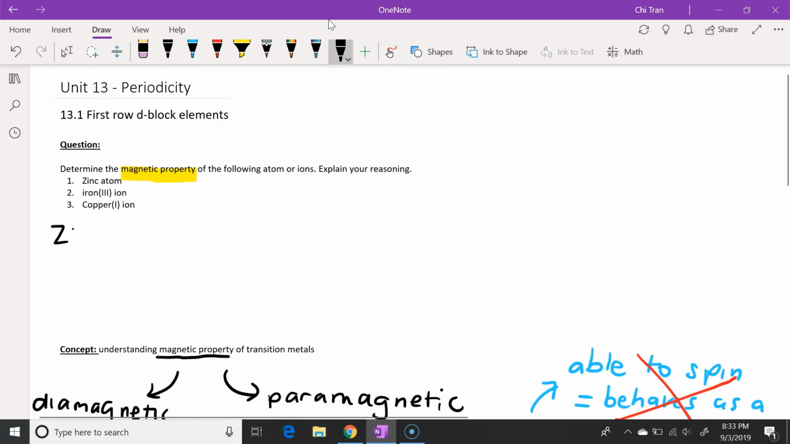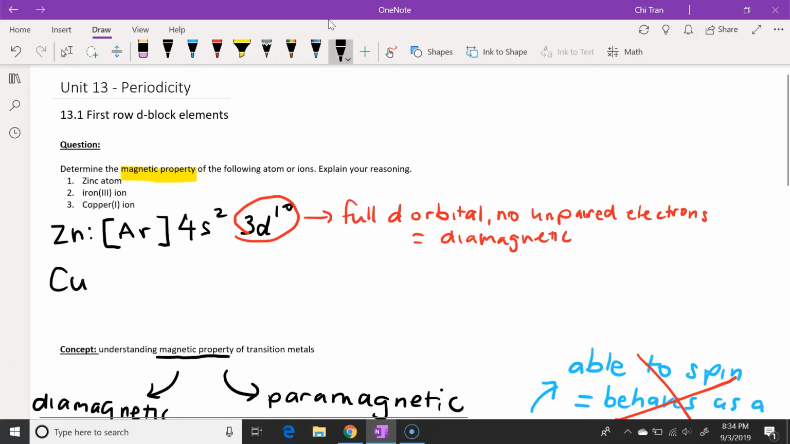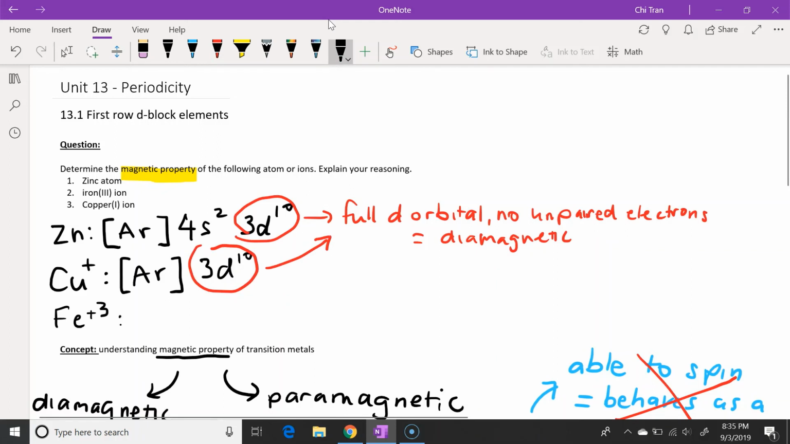So let's go back to our question and look at zinc atom first. Writing out its condensed electron configuration, we can see that the d orbital has 3d10. And this is a full d orbital, which means there are no unpaired electrons. And so zinc is diamagnetic. We can look at copper ion next. Writing out its condensed electron configuration, we can see it also has 3d10, so we can write the same explanation and answer for copper as zinc.